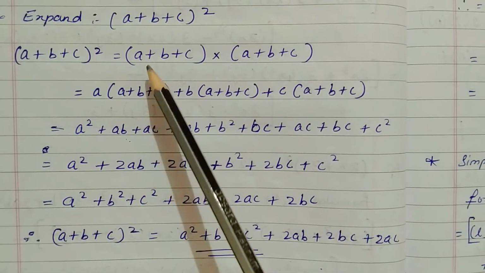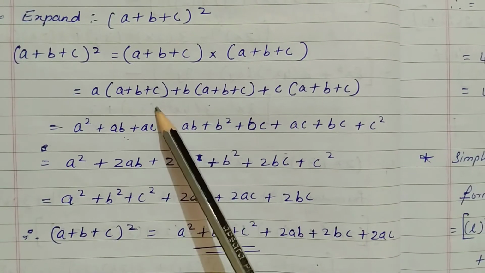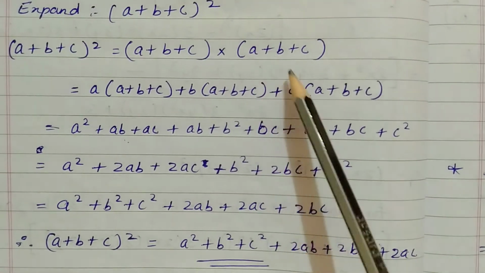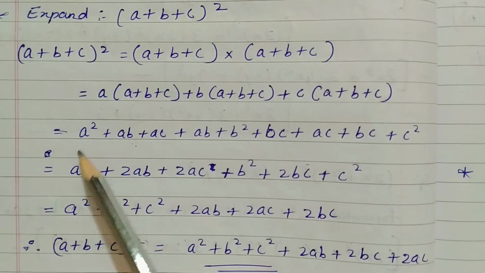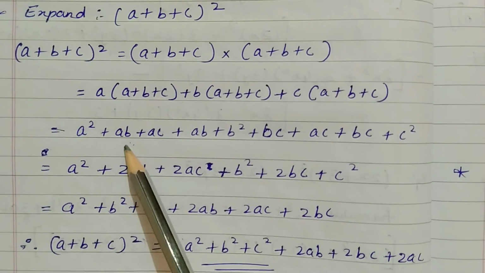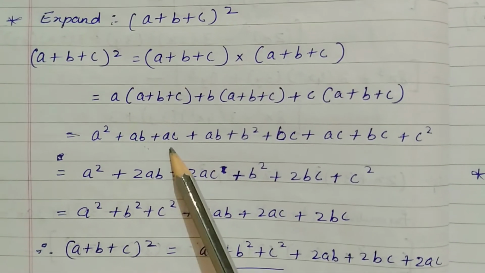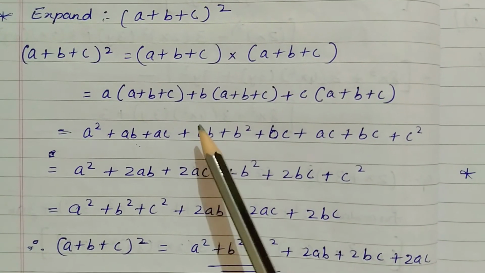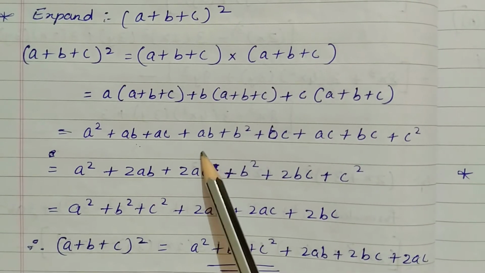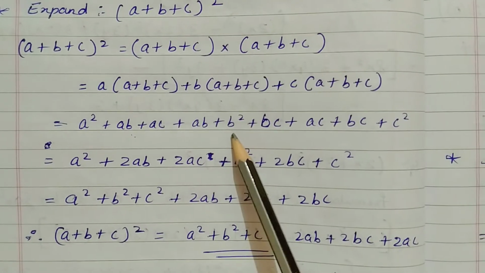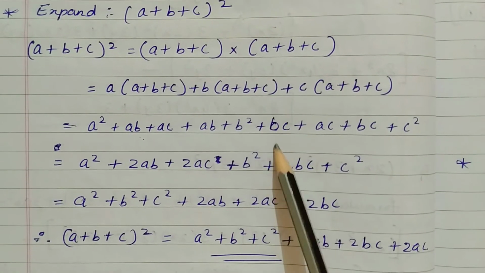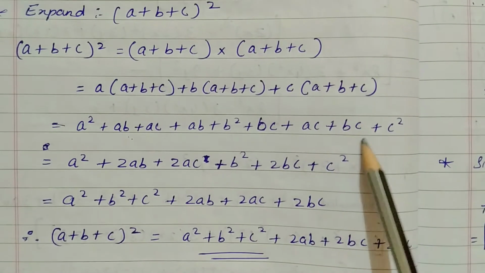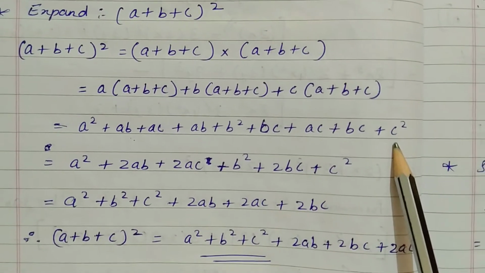So a into a plus b plus c plus b into a plus b plus c plus c into a plus b plus c. A into a is a square, plus a into b is ab, plus a into c is ac, plus b into a is again ab or ba, however you can write, but ab will be easy to understand. B into b is b square, plus b into c is bc, plus c into a is ac, plus b into c is bc, plus c into c is c square.